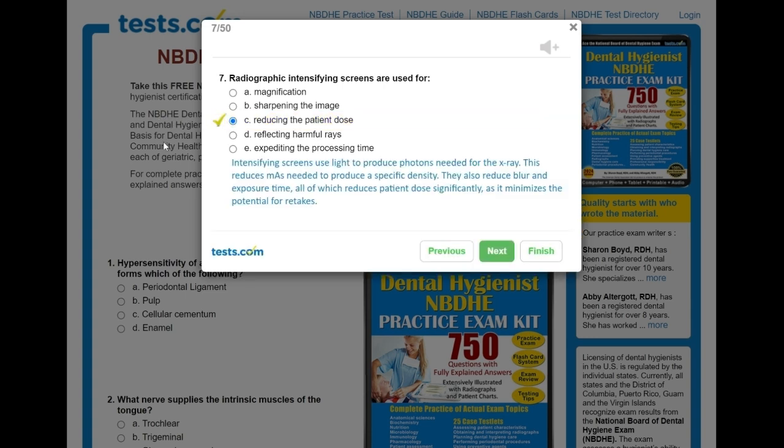C. Reducing the patient dose. Intensifying screens use light to produce photons needed for the X-ray. This reduces the mAs needed to produce a specific density. They also reduce blur and exposure time, all of which reduces patient dose significantly as it minimizes the potential for retakes.